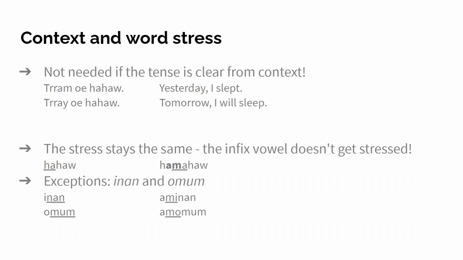There are two exceptions to that, because of course there are exceptions. Those are inan and omum. Without infixes, they sound like this. Inan, omum. But if you now add any infixes to them, the stress shifts to the first syllable. So not the first syllable of the complete word. So you see it's not the infix that's stressed here, but the first syllable of the original verb. So in case of inan, it shifts to the E. So inan, aminan. Same happens to omum. Omum, amomum. This happens with all infixes for these two verbs.